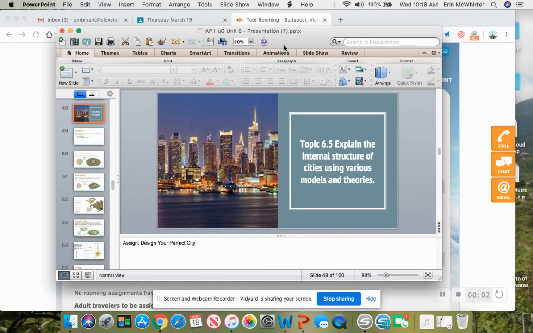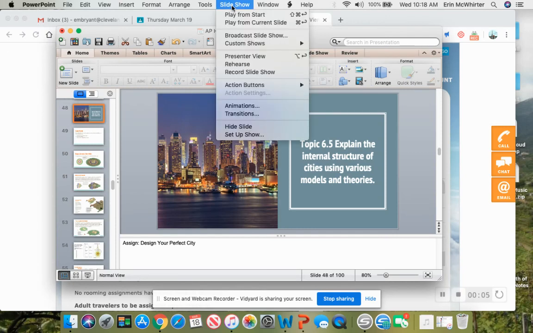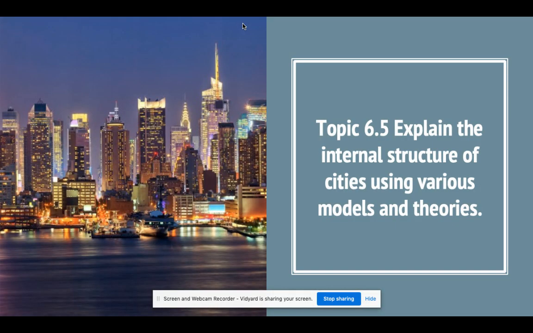Hey, y'all. So today we're going to focus on probably one of, I would say, the more complex topics in this unit on cities, and that is urban models. So I'm only focusing on one topic today because I'm going to kind of throw a lot at you, and I want to make sure that we are able to understand each one of these models.